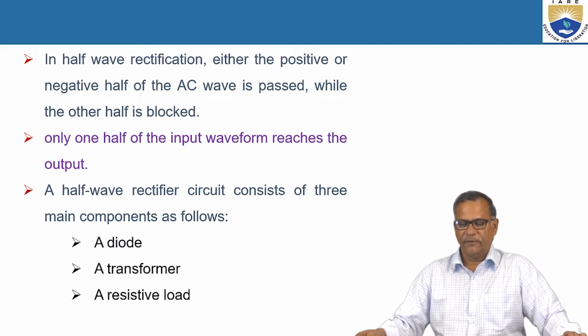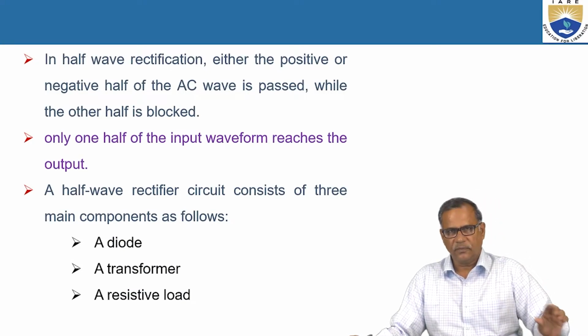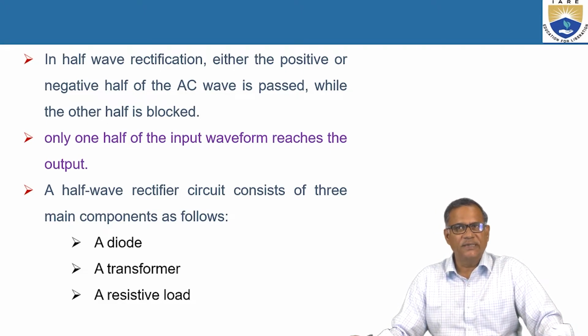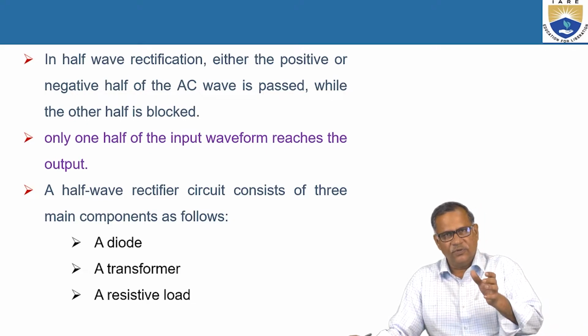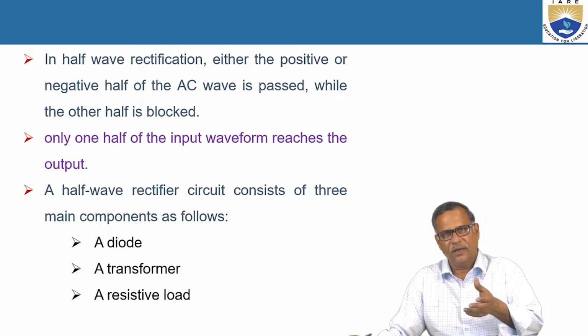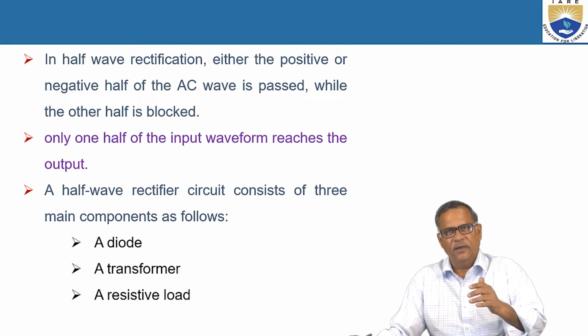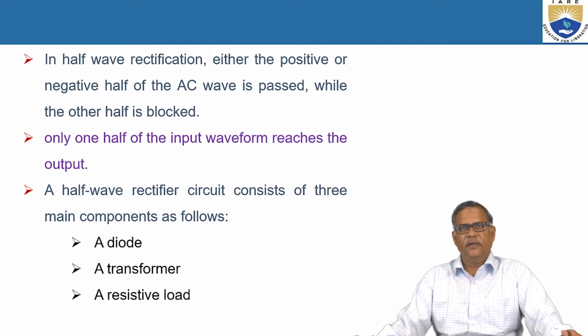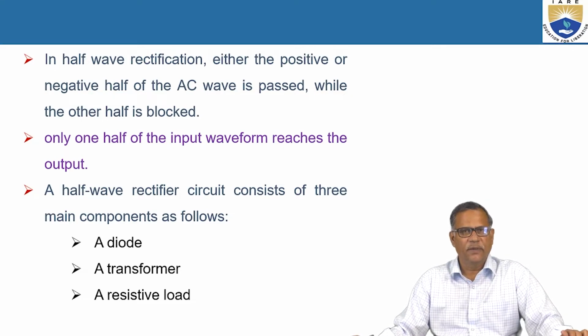So in half-wave rectification, either the positive or negative half of the input AC signal is passed. Only either the positive half is passed or the negative half is passed. Only when one half of the input waveform reaches the output, we get the pulsating DC. Typically, the half-wave rectifier circuit consists of three main components: diode, transformer and the load.